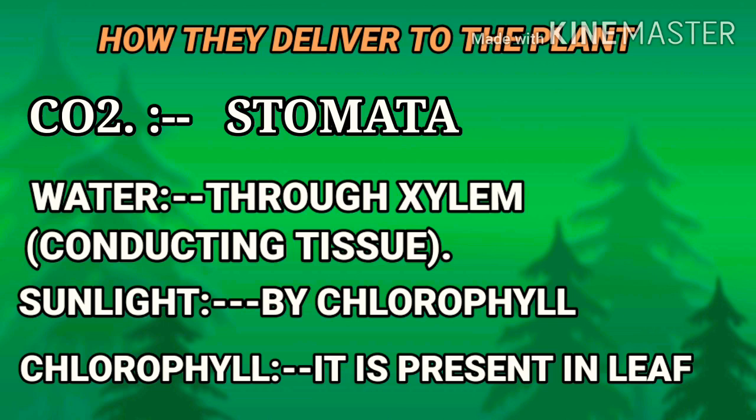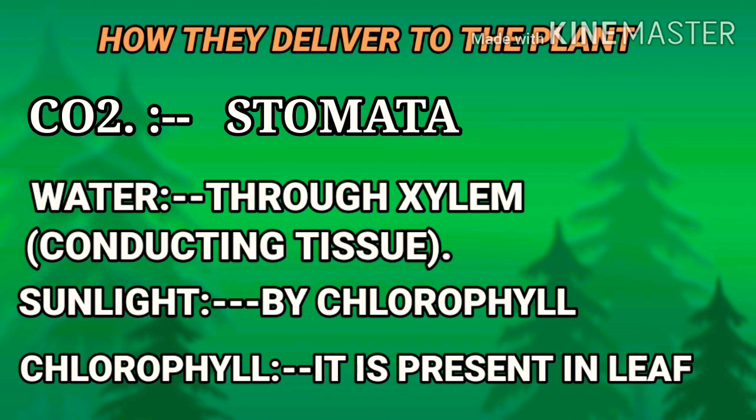Then water. We know that water is present in the soil, and through a conducting tissue known as xylem, a tube-like structure, the water is transported to the leaves or to the plant. Sunlight is absorbed by chlorophyll, and chlorophyll is already present in the leaves.